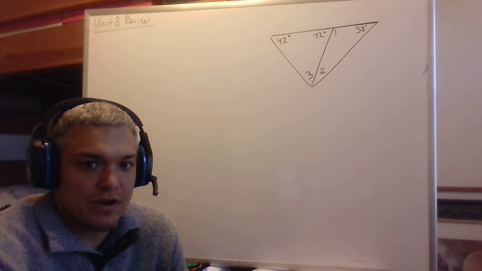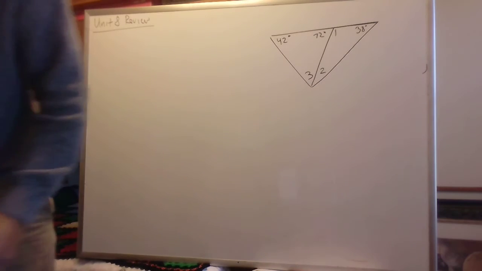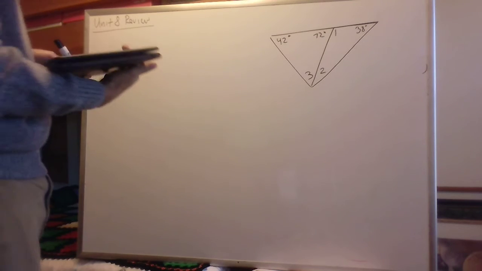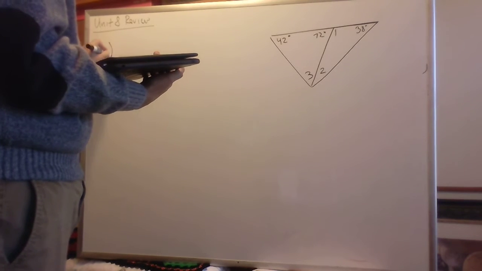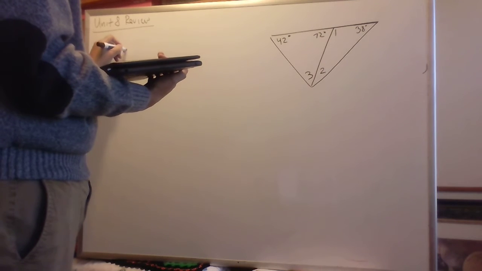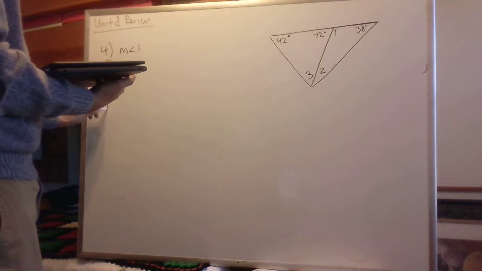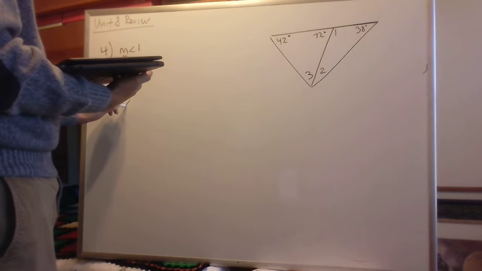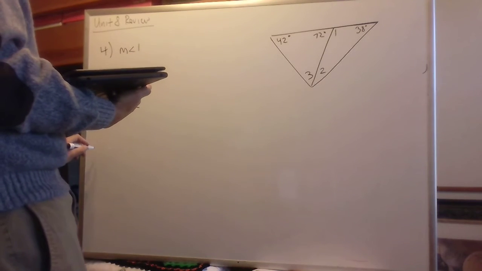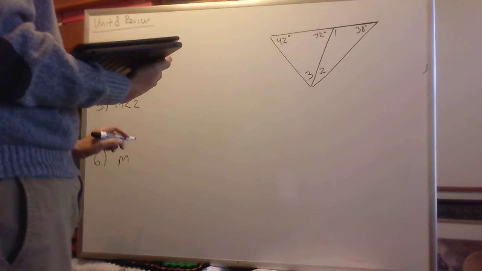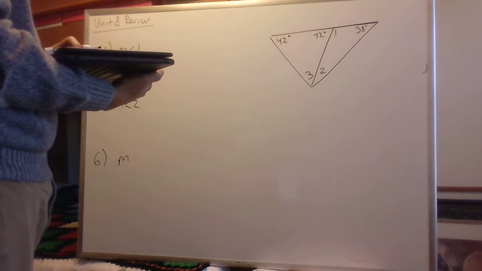So right now we are going to be looking at problems 4, 5, and 6. I'm just going to write this down. Problem 4 wants us to find the measurement of angle 1. Problem 5 wants us to find the measurement of angle 2. And problem 6 wants us to find the measurement of angle 6.